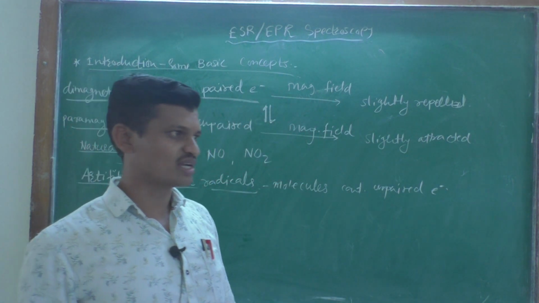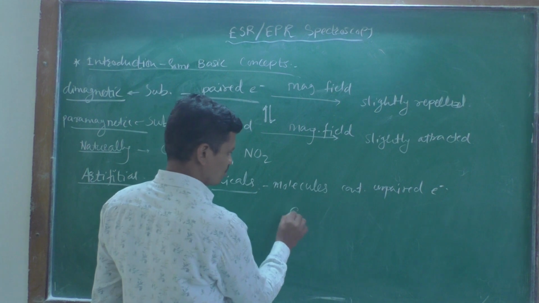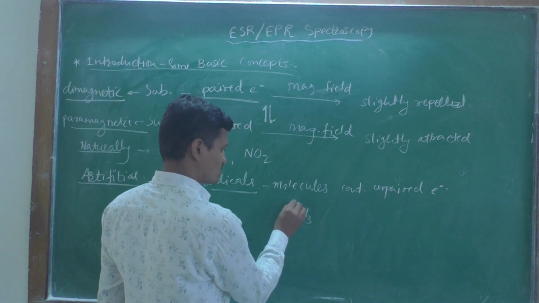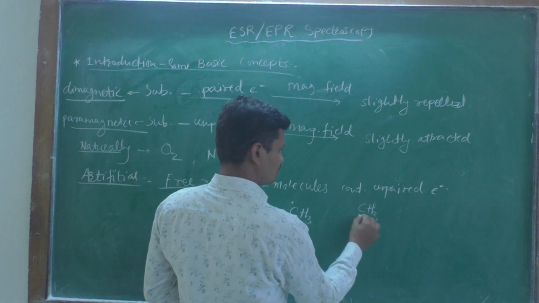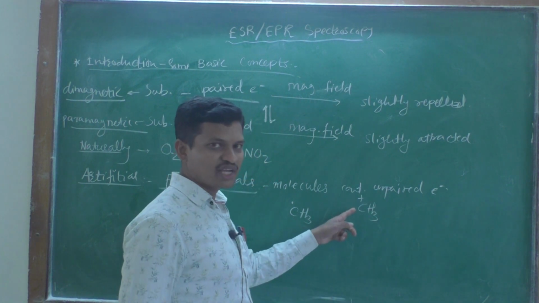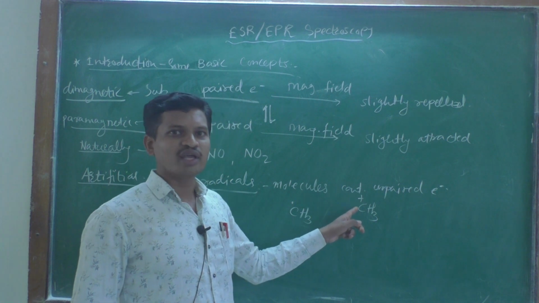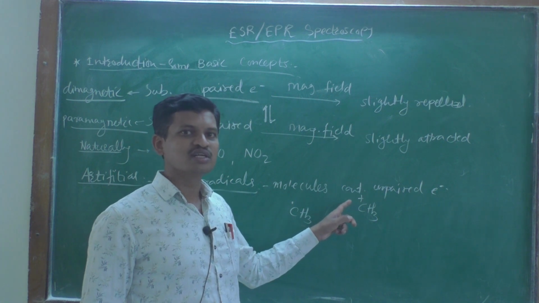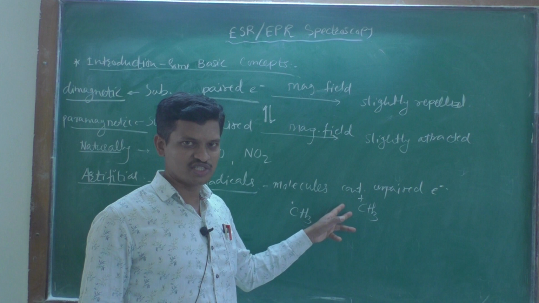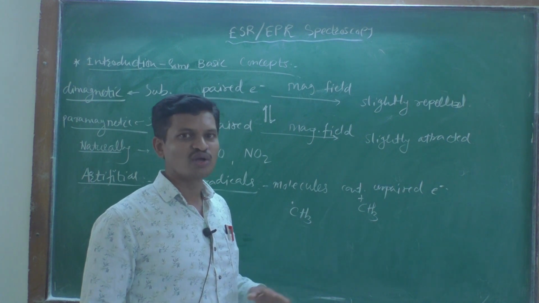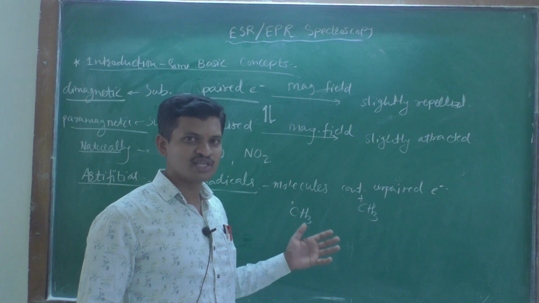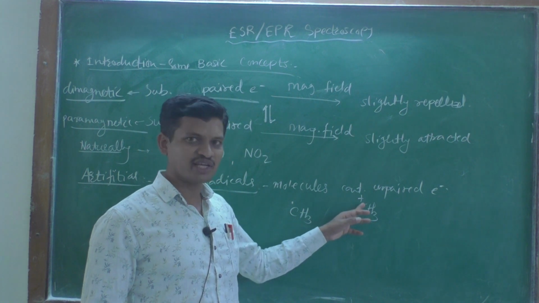They are known as free radicals. For example, methyl free radical, CH3 dot. Okay, this is different from CH3 plus, which is methyl carbocation. This methyl carbocation is a two-electron deficient species. It is formed by the heterolytic fission of a single covalent bond. It is called methyl carbocation.